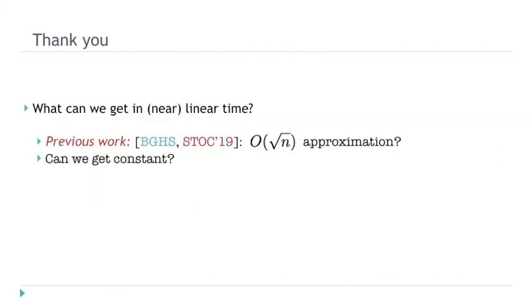I want to wrap up by just mentioning one question that seems to be the obvious next step. The next question is about linear time algorithms. We know that for edit distance in near linear time, we can get a constant approximation. The best we know for tree edit distance is root n. So there is a lot of room for improvement. Maybe we can start with getting n to the epsilon, polylog, and finally figure out whether we can get constant or not.